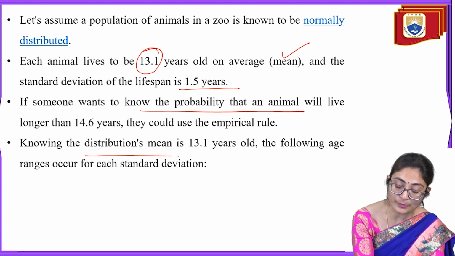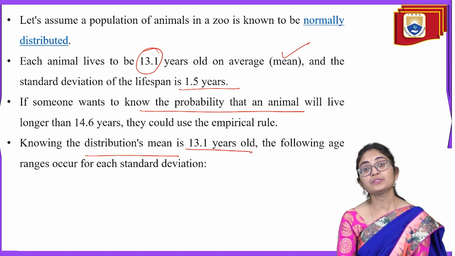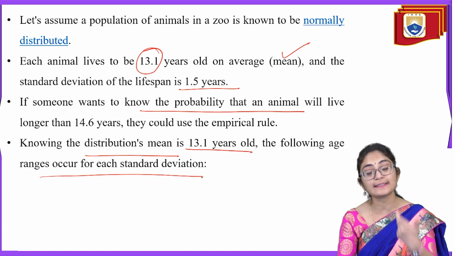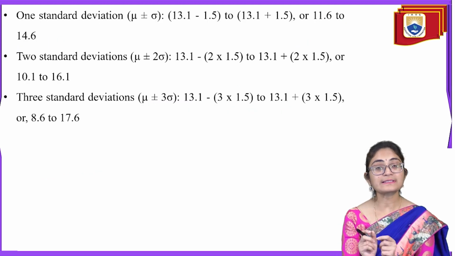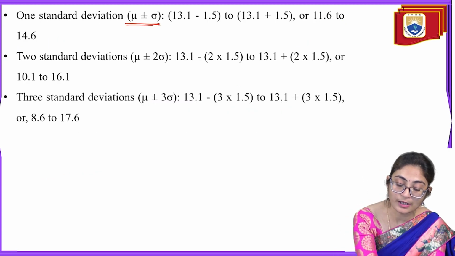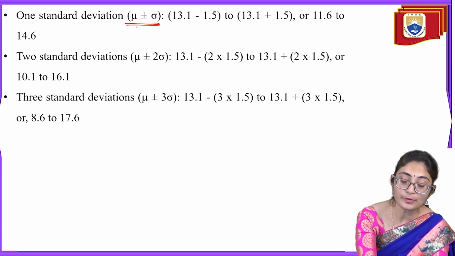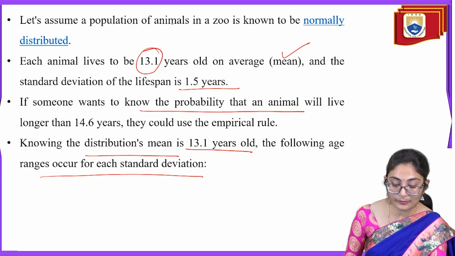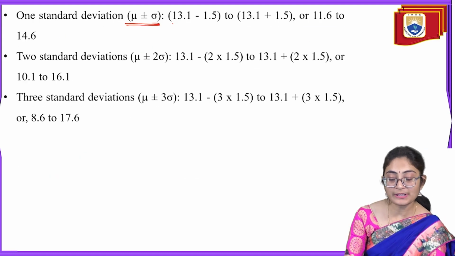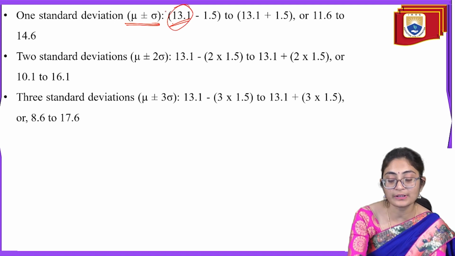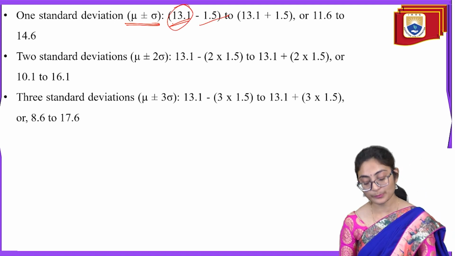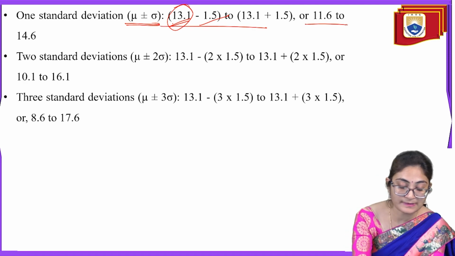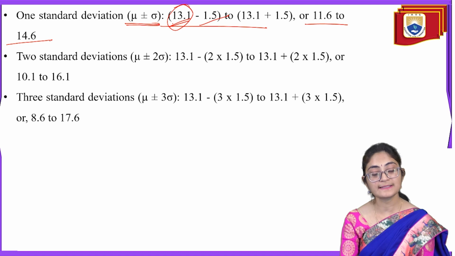So knowing the distribution mean is 13.1 years old, the following age ranges occur for each standard deviation. Definitely we will get some ranges. First is one standard deviation. This is our formula: mu plus minus sigma. Your mean is 13.1 and your standard deviation is 1.5.